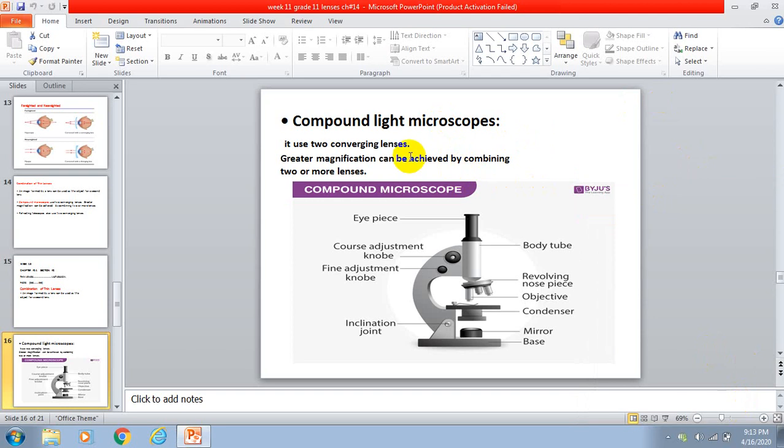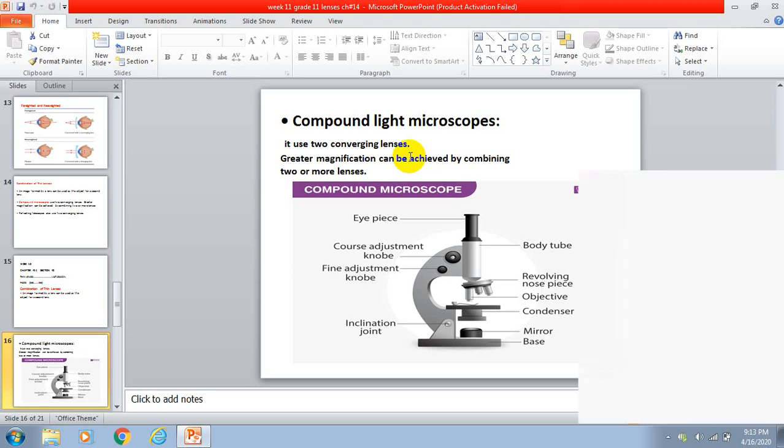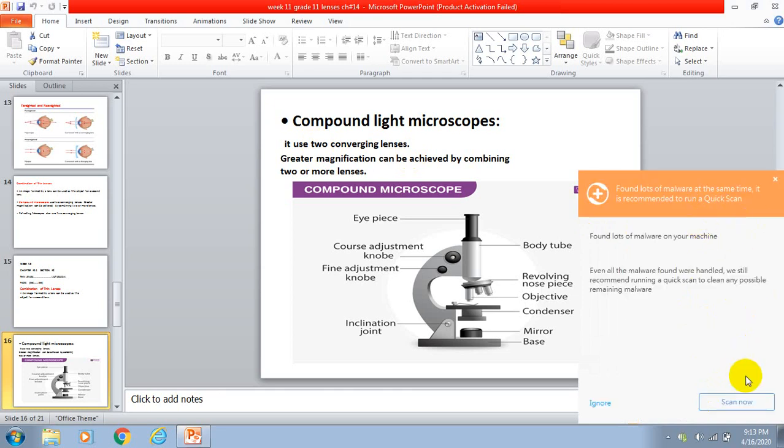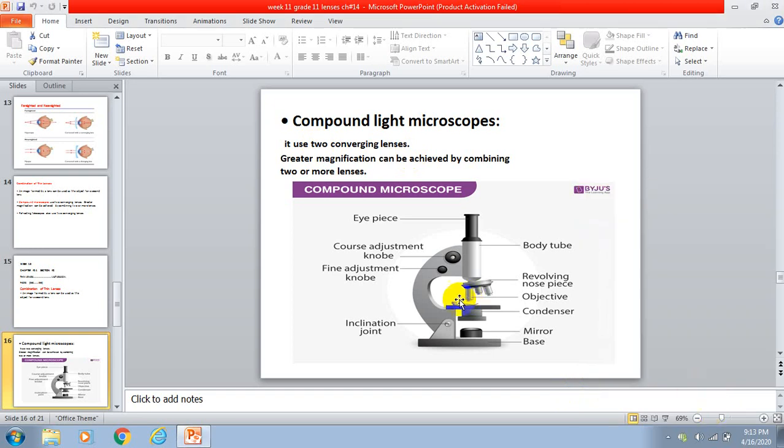All the lenses used in the compound microscope are highly expensive, highly modified, and of good quality. The compound light microscope uses two converging lenses.